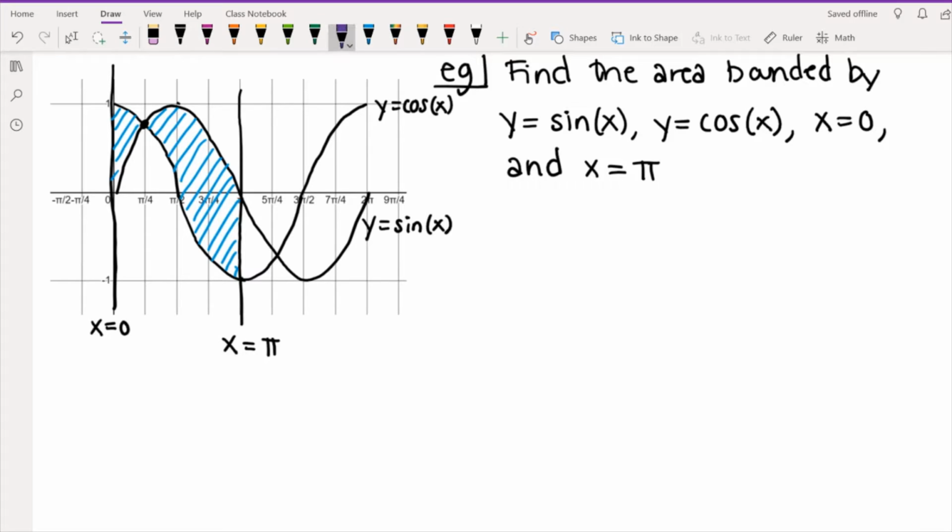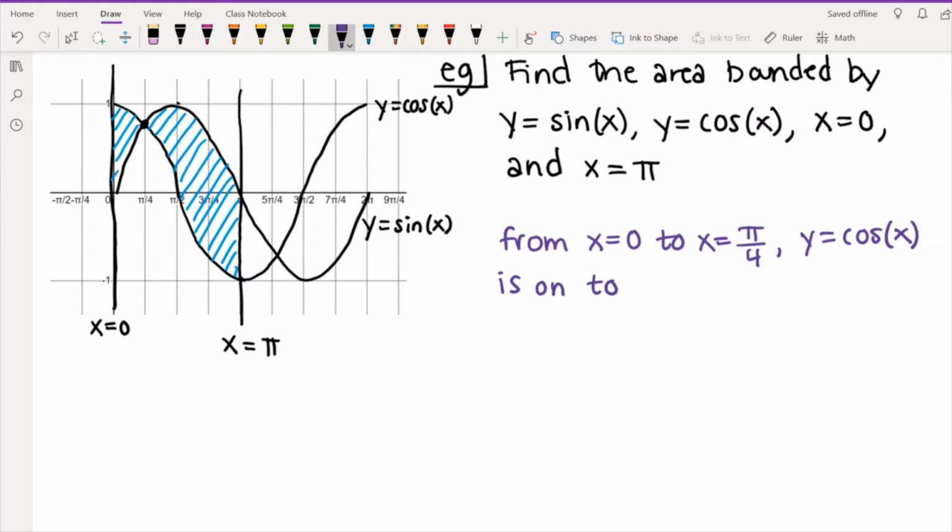Okay, so let's split this into our two integrals. So I'm going to write this down from x is equal to 0 to x is equal to pi over 4. The function cosine, so y is equal to cosine of x, is on top. And so that part is going to give us the integral from 0 to pi over 4 of cosine of x minus sine of x dx. So let's start by calculating that integral, and then after that we will do the next portion.